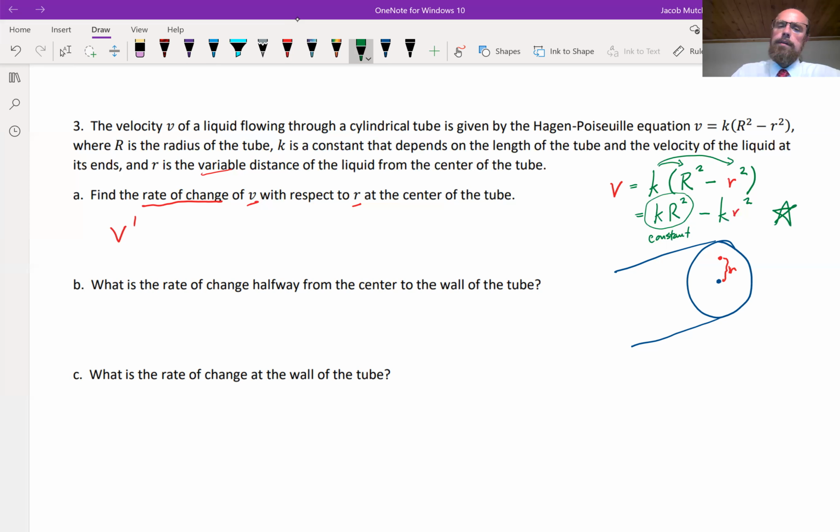So the derivative of a constant by my derivative rules is 0. And then the derivative of a polynomial with a constant coefficient out front is going to be minus k. And then the derivative of r squared is going to be 2. The old power becomes a coefficient times r to the power of 2 minus 1. So I want to simplify that. That becomes negative 2kr.